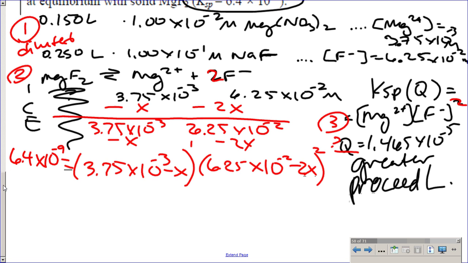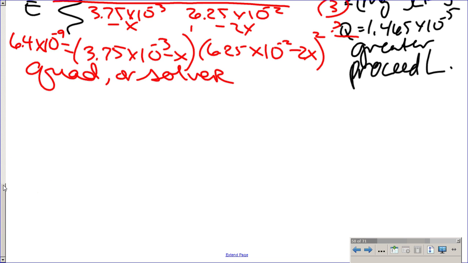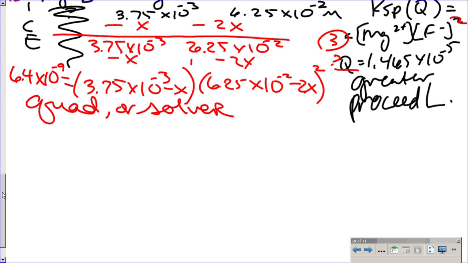You can do quadratic, I know you guys love it, or you can do your solver if you can work that beast. If you need to practice your FOILing and your math, that's on you. I am more than happy to help you after school, but I'm not going to do that right now. You'll get x to be 3.74788 times 10 to the negative 3. That's not the final answer though. What was the question again?